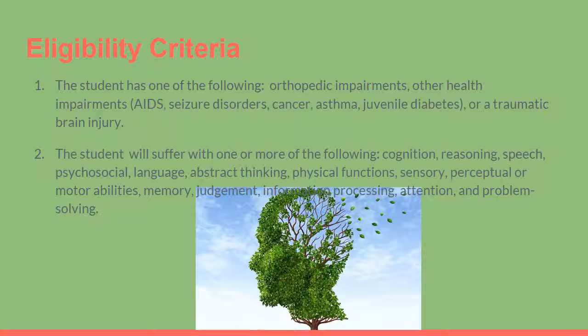Eligibility criteria. The student has one of the following: orthopedic impairments, other health impairments such as AIDS, seizure disorders, cancer, asthma, or juvenile diabetes, or a traumatic brain injury. The student will suffer with one or more of the following: cognition, reasoning, speech, psychosocial, language, abstract thinking, physical functions, sensory, perceptual or motor abilities, memory, judgment, information processing, attention, and problem solving.